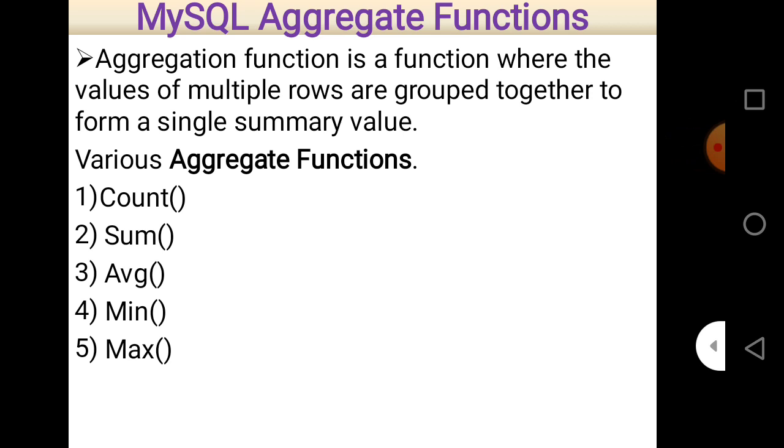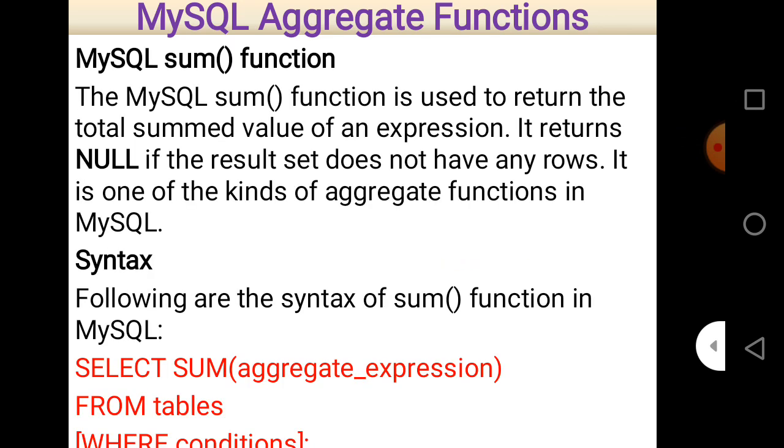So we already discussed the count function in our previous lecture, and in this lecture we are going to discuss the sum function. First of all, what is an aggregate function? An aggregate function is a function where the values of multiple rows are grouped together to form a single summary value. That's why they are called aggregate, because they aggregate or sum all the values into a single one. So the second one is sum. As the name suggests, it adds the different values, and let us see its syntax first.